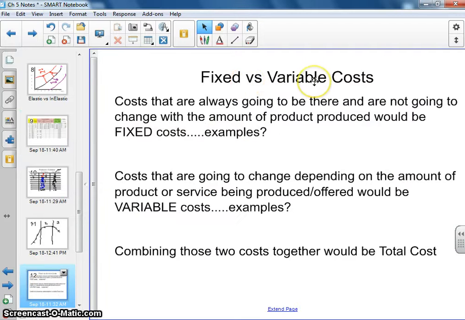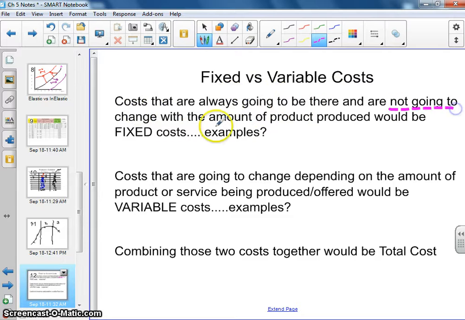So we talk about our costs. We have two sets of costs. One's a fixed cost, one's a variable cost. When we look at our fixed costs, these are costs that are always going to be there, and they're not going to change with the amount of product being produced. Think of some examples of things that are always going to cost the same regardless of how much product you're putting out or how many people you have showing up.